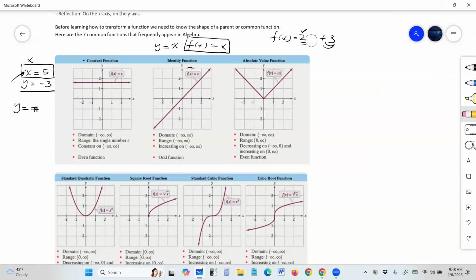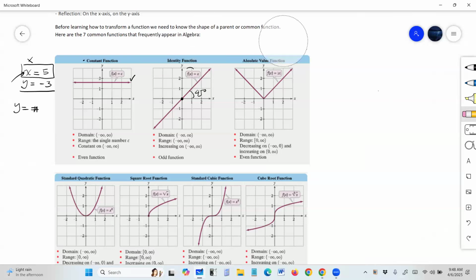But the basic function would just be f of x equals x, which is what you have right here. So this is a line, just like the constant function, but it's a line that looks like this, crossing the origin at a 45-degree angle. All right? So identity function, no transformations, just f of x equals x, a line just like this, crossing the origin at a 45-degree angle.